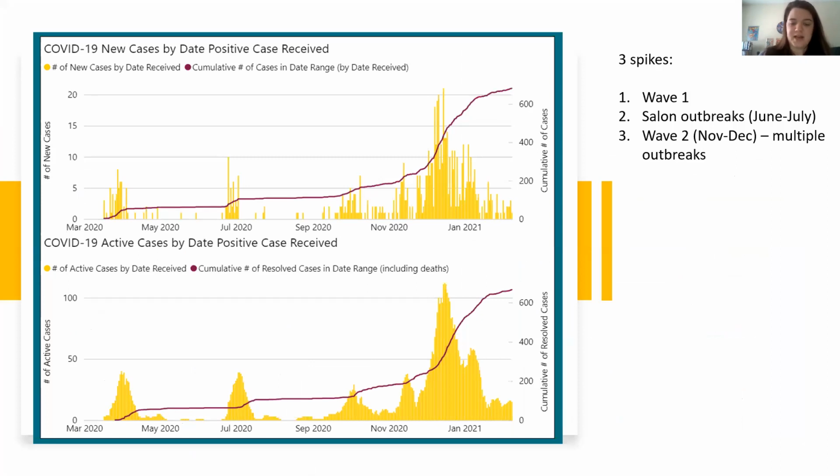We haven't been immune to that, even though our caseload has been relatively low. So of course, we had that first spike in wave 1 in mid-March to April. We had a second one when a number of salons in the city were implicated in having workers that tested positive. But that huge one is really what we would refer to as wave 2, just this last late November and December, where there were multiple outbreaks at places of worship, car dealerships, etc. And so that really caused an increase of cases.